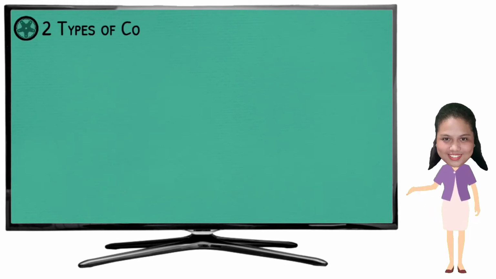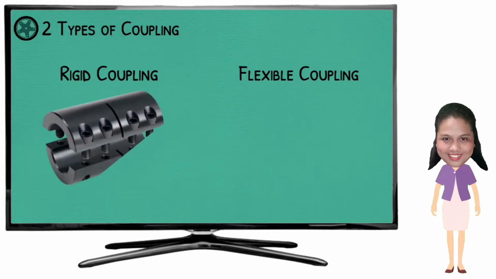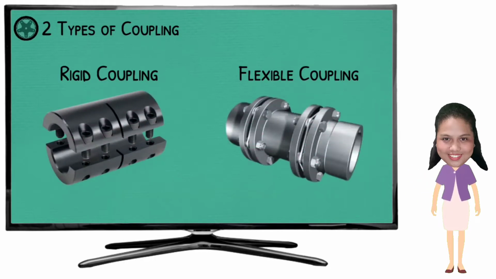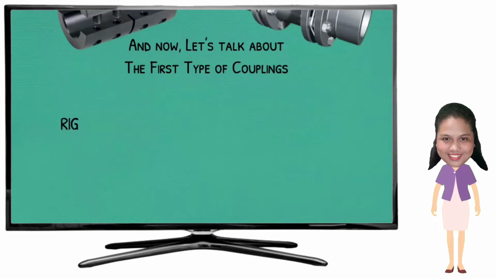And there are two types of couplings. The first one is the rigid coupling, and the second one is the flexible coupling. And now, let's talk about the first type of couplings. The first one is the rigid coupling.